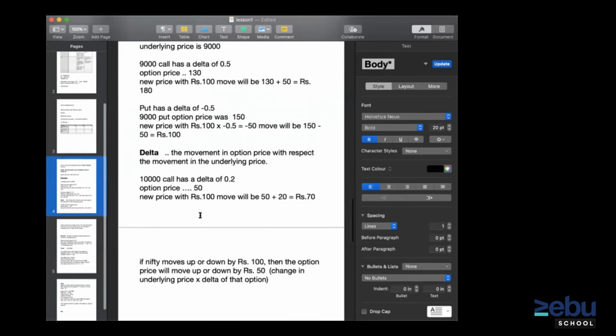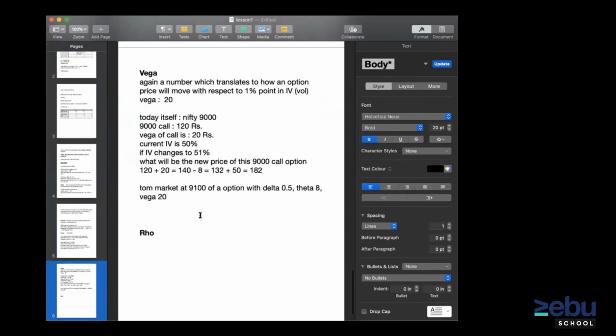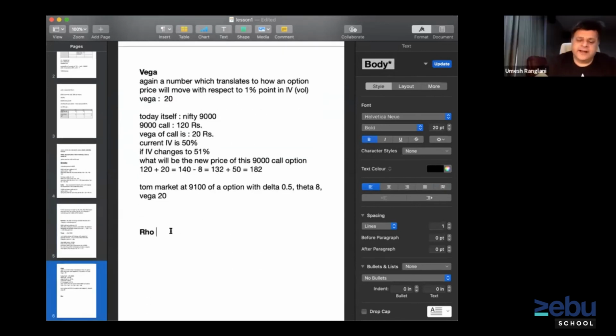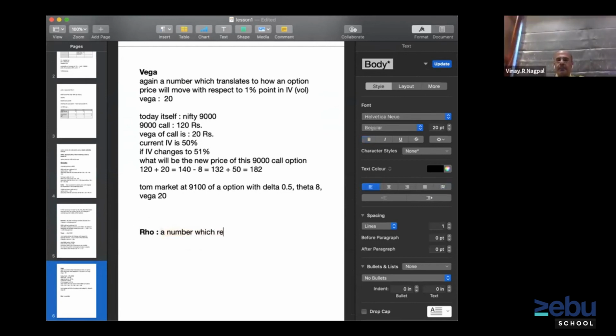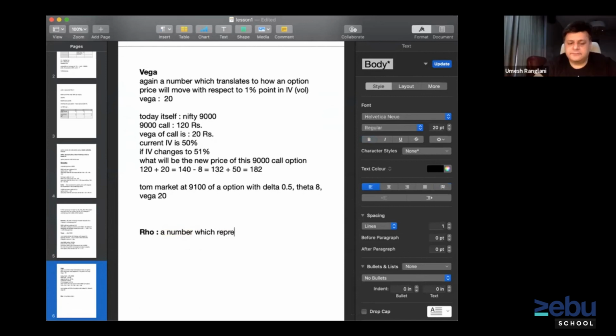So all the components in calculating an option price, we are getting some Greeks out of them. Making sense? So rho is again a number which represents a rise or change in the option price because of change in interest rates.